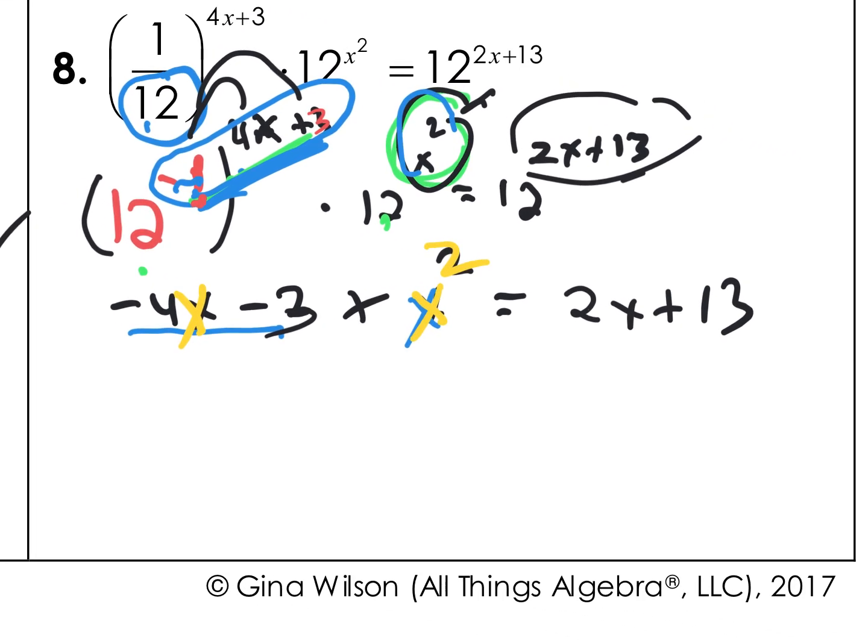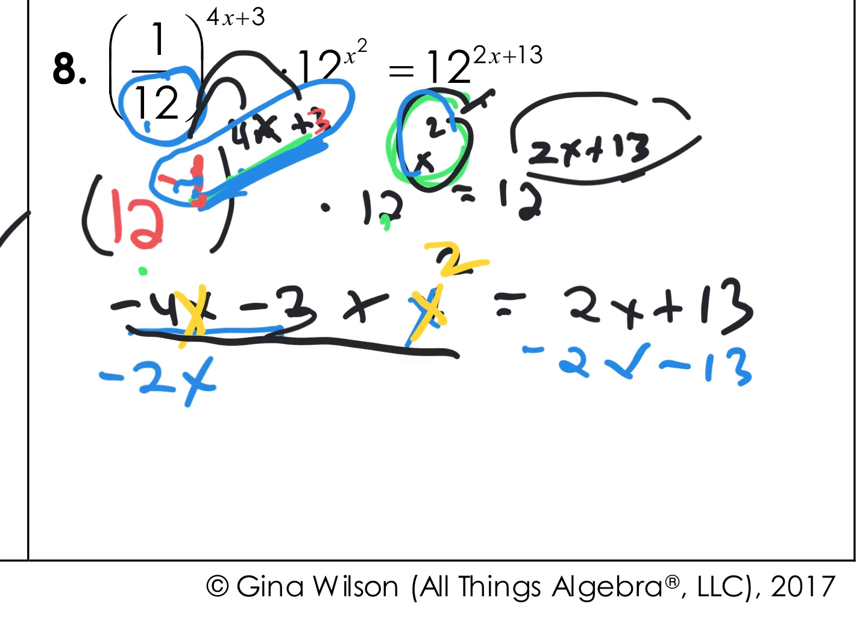All right, so let's see. Can anything combine on this side? Can anything go together right now? No. So I've got to move these things over. Can I do what Ryan did before? Ryan did something like this. Subtract 2x, subtract 2x, subtract the 13, subtract the 13. Gone. No. You add the 3. You do plus 3, and then you do plus 3 on the other side.